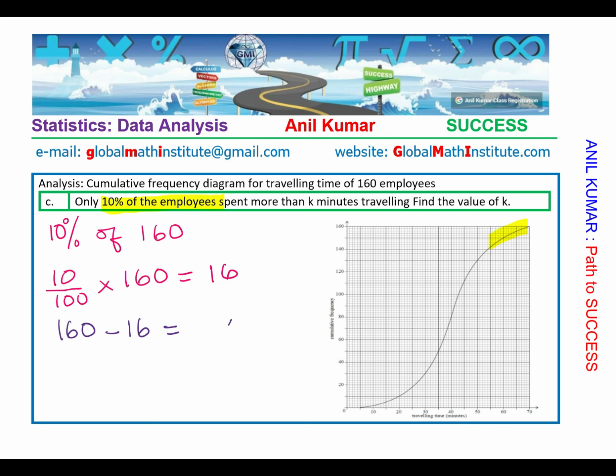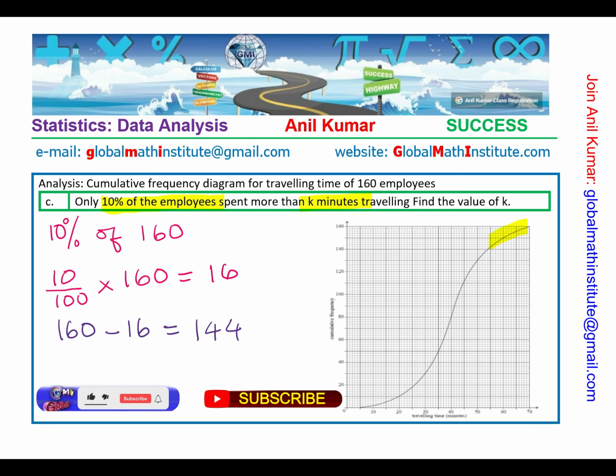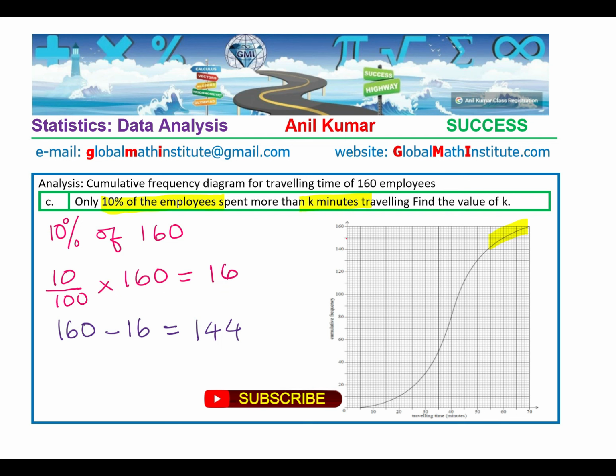So it comes out to be 144. So 144 is the total number of employees which are below 16, right? It says only 10% of employees spend more than k minutes traveling. Find the value of k. We have to find k, which is in minutes. So let's go to this graph and find where 144 is. Corresponding to 144, we have 100, 120, 140, 145, slightly below this.